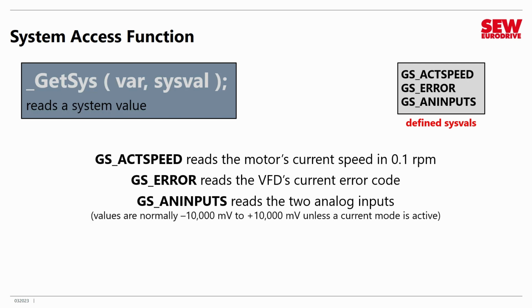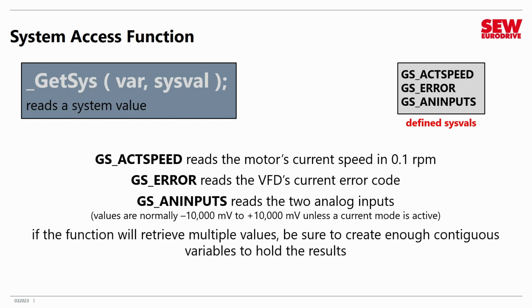And just a heads up, the values are normally plus or minus 10,000 millivolts, in other words, plus or minus 10 volts, unless there is a current-based mode active in the VFD, but normally it's a voltage, so plus or minus 10 volts expressed in millivolts is the maximum range. And again, if you are trying to read something that returns multiple values, then you'll need to have enough contiguous variables to hold the results. var is the first variable, and it will deposit information into subsequent ones until it's read everything it's supposed to.